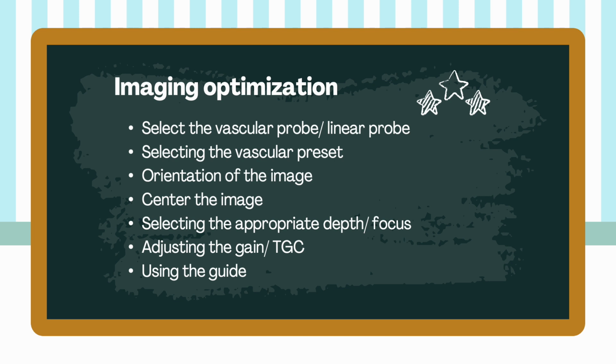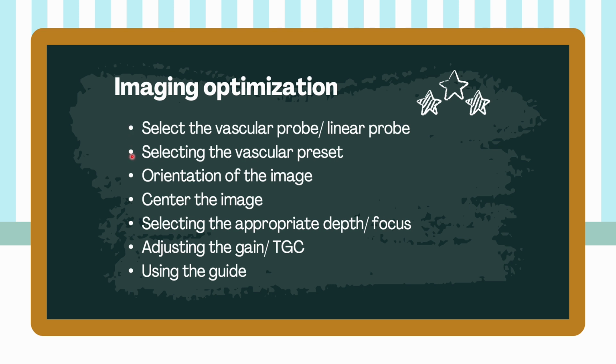Prior to starting the procedure, the image must be optimized. The first step of image optimization involves selecting the appropriate probe. The linear vascular probe has a frequency of 5 to 10 MHz and a penetration of up to 9 cm. As we know, frequency is inversely proportional to depth of penetration. This allows for high resolution at the cost of poor penetration when compared to the convex and cardiac probes. For the purpose of a vascular examination, this probe will be more than sufficient.